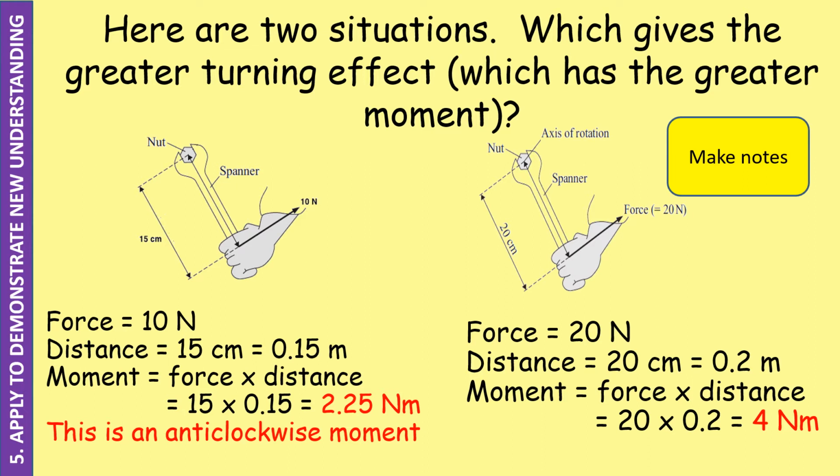If you use your equation, moment equals force times distance, this gives you 2.25 newton meters anti-clockwise. If you look, the force is acting this way, so it's turning this way. That is anti-clockwise.